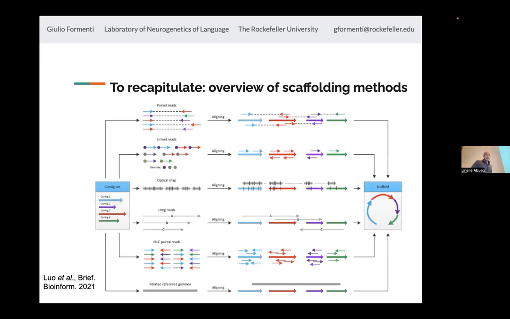Okay, so just to recap, these are the methods that exist for scaffolding. So paired end reads, not really useful anymore. Linked reads, we haven't really been talking about these during these days. They were popular maybe 2-3 years ago for genome assembly. But now, because of the cost going down for long reads, they are not so interesting anymore. But it's something that one can consider for some applications. Optical mapping, so the BioNano that we used. Of course, you can use long reads as well.